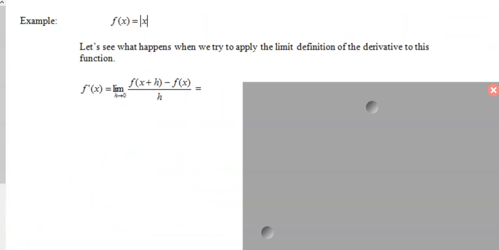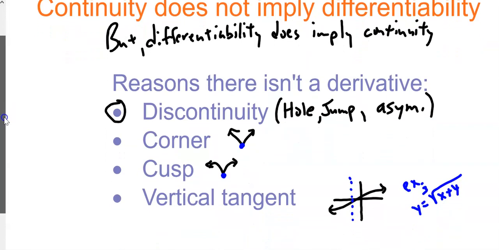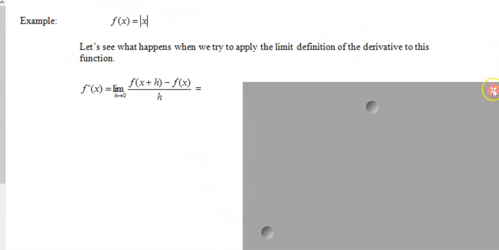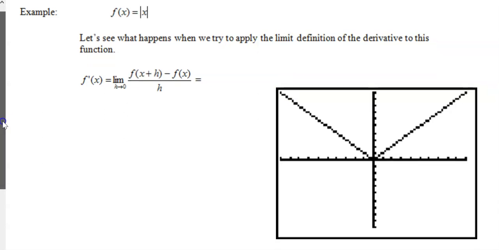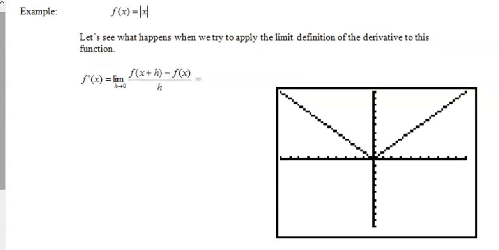Okay, so here's the first example. I've actually graphed this: f of x equals the absolute value of x. We're not actually going to do the limit of this, though those are good examples if you want to try them. I'm just referring to why we can't find the derivative at certain points. This is an example of what we call a corner. Right here on our graph, this point is a corner. So at x equals 0, we would not be able to find the derivative.